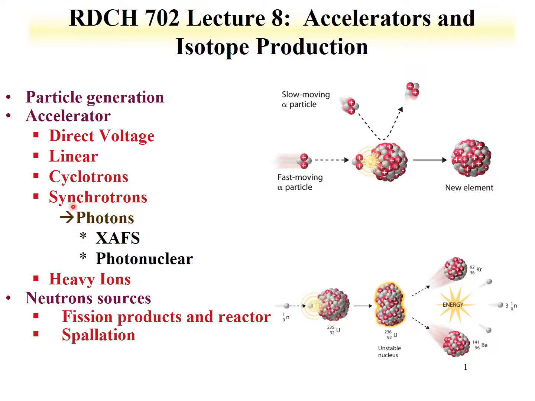We'll also discuss synchrotrons, which are accelerators that are used to produce photons, and some of the uses of these photons as spectroscopic tools. We'll also talk about heavy ion accelerators, and then finally this lecture will end evaluating neutron sources. This lecture couples with the previous lecture on nuclear reactions, where we talk about what's necessary for producing isotopes.